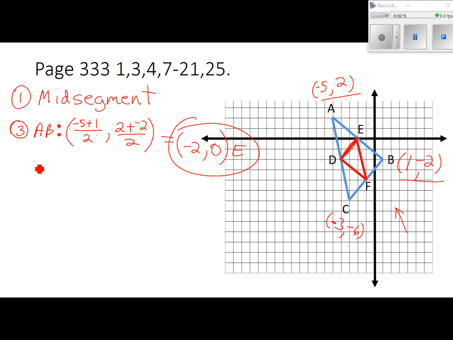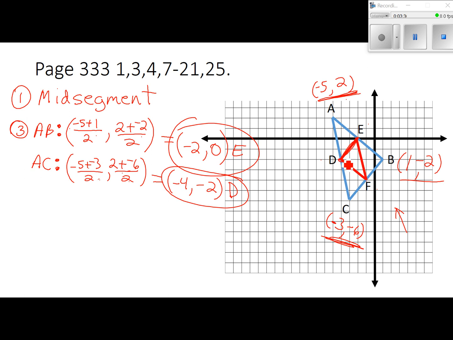Next one, we'll do segment AC. So for segment AC, we're going to use A, and we're going to use C here. We got -5 plus a -3 divided by 2. That's our x's. Then our y's are 2 plus a -6 divided by 2. Do the math here. -5 plus a -3 is -8. -8 divided by 2 is -4. 2 plus a -6 is -4. -4 divided by 2 is -2. And that's the coordinates for point D.